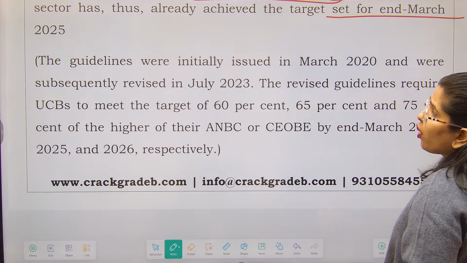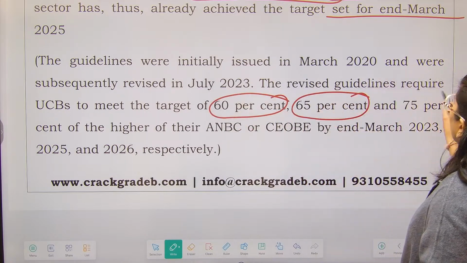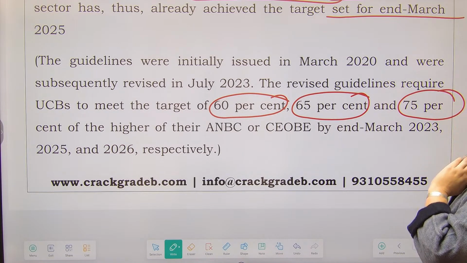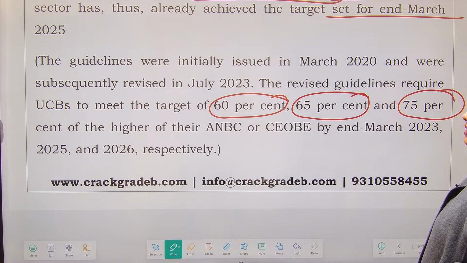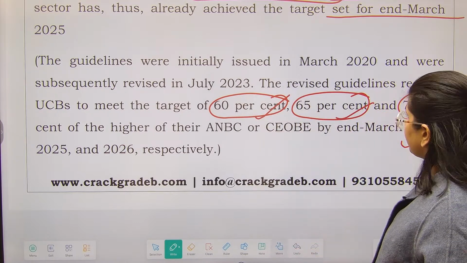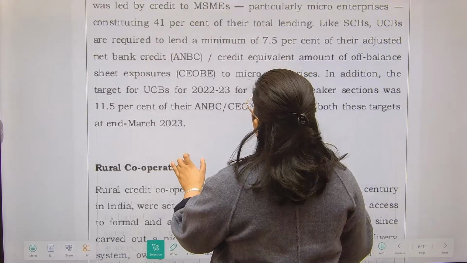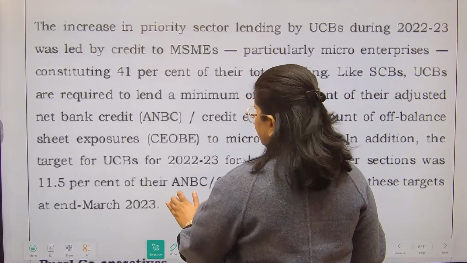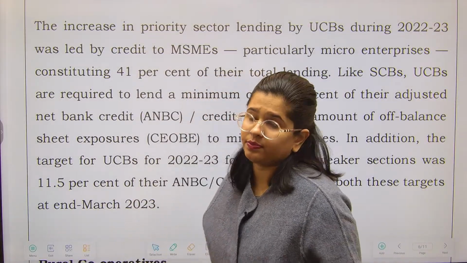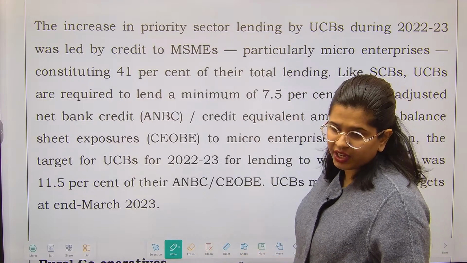What are these guidelines? So urban cooperatives were asked to meet the target of 60%, then 65%, and progressively 75% of higher of their ANBC and COBE by the end of March 2023, 2025 and 2026 respectively. So 23 के लिए टारगेट था 60, 25 के लिए टारगेट 65 and 2026 के लिए the target was 75%. So it was asked, but you see the UCBs have achieved priority sector lending even more than that. So this was their latest achievement, right? ये उनका achievement है, what they have already achieved, right?